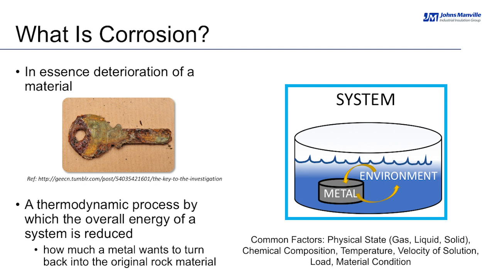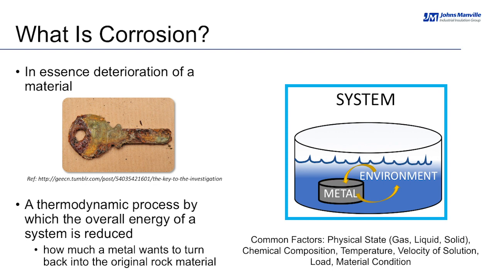In the image on the right, you can see that for corrosion to happen, you have to have a metallic component or part, and the environment that surrounds it. In this case, we're talking about aqueous corrosion, so it is a liquid that is surrounding the material.